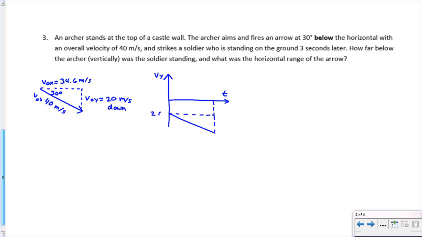So this makes that situation where we have a rectangle and a triangle. We know that the initial y velocity here is negative 20, or 20 below the horizontal. We also know that it takes 3 seconds to hit the soldier. In that time, this change in velocity, which happens between here and here, equals 30 because it's 10t. And so we have a triangle here with side lengths 30 and 3, and a rectangle with side lengths 3 and 20.